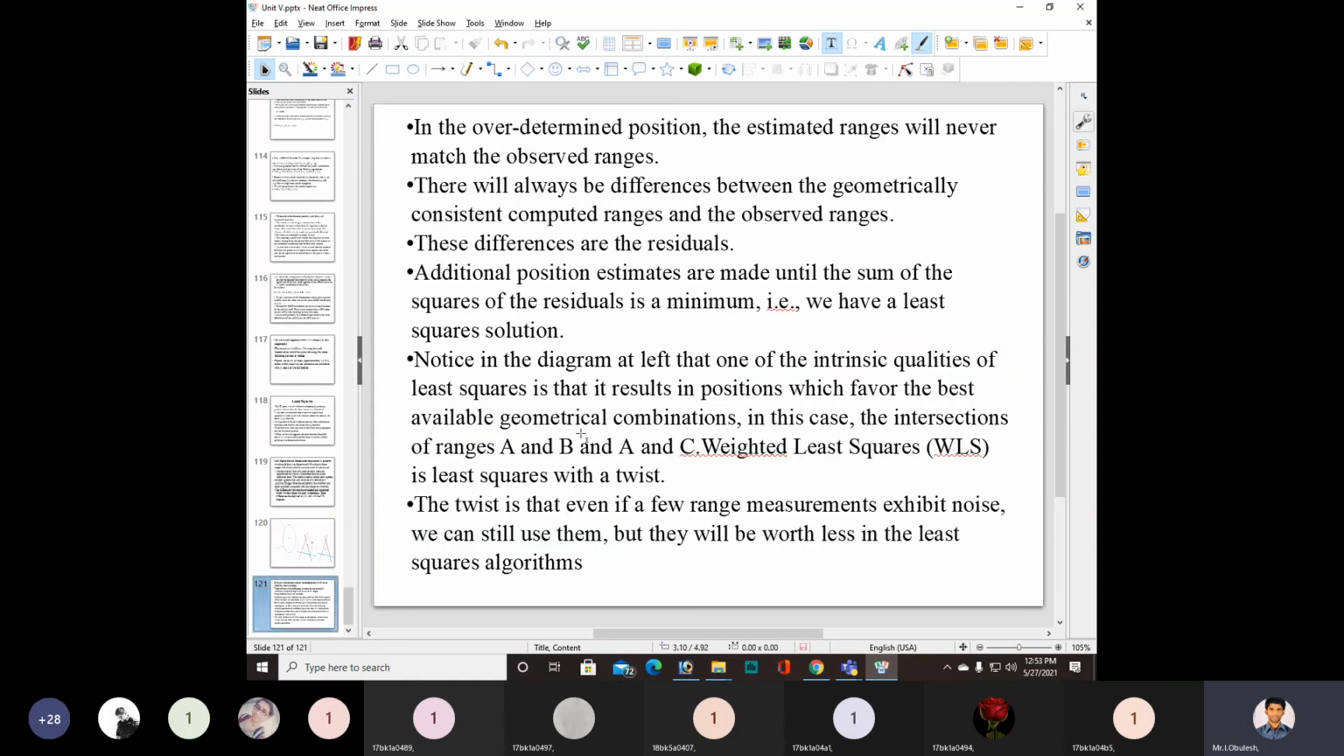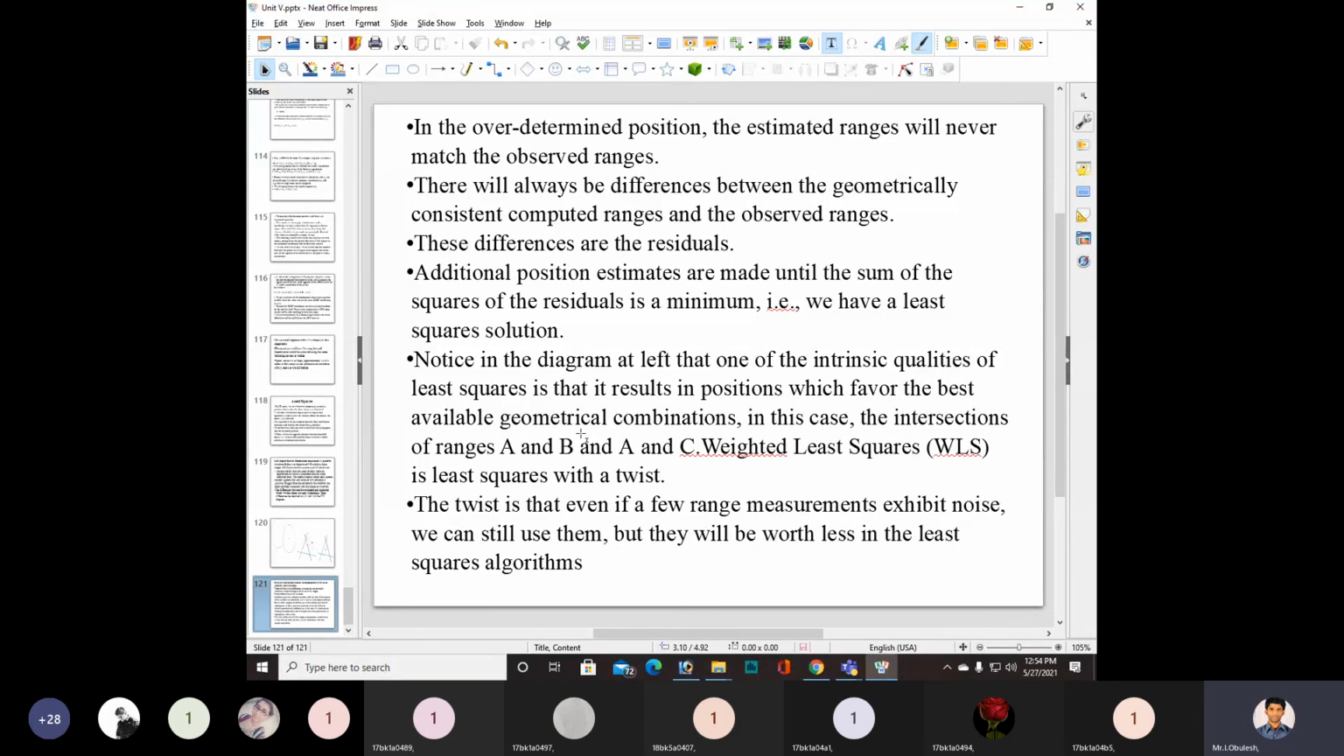So in the overdetermined position, the estimated ranges will never match the observed ranges. There will always be differences between the geometrically consistent computed ranges and observed ranges. These differences are the residuals. Additional position estimates are made until the sum of squares of the residuals is minimum. That is, we have a least squares solution.